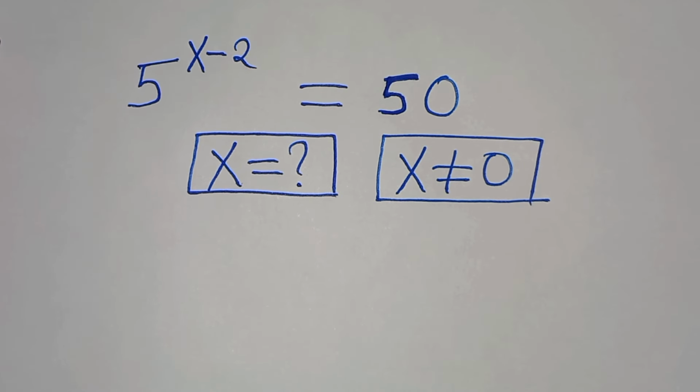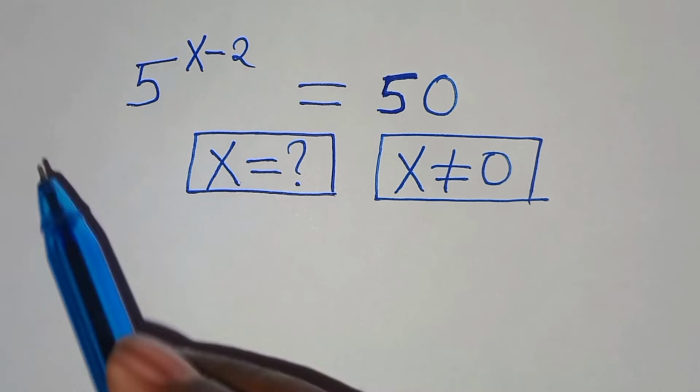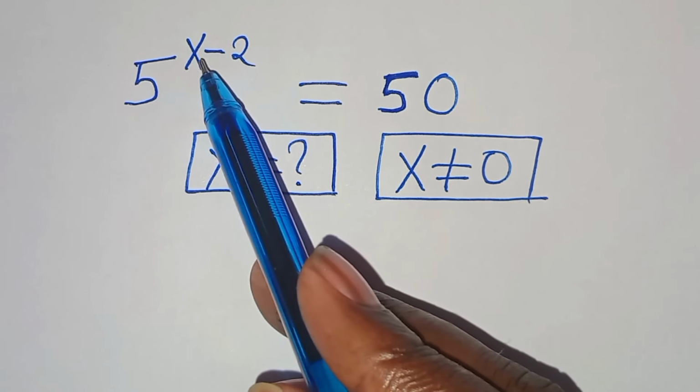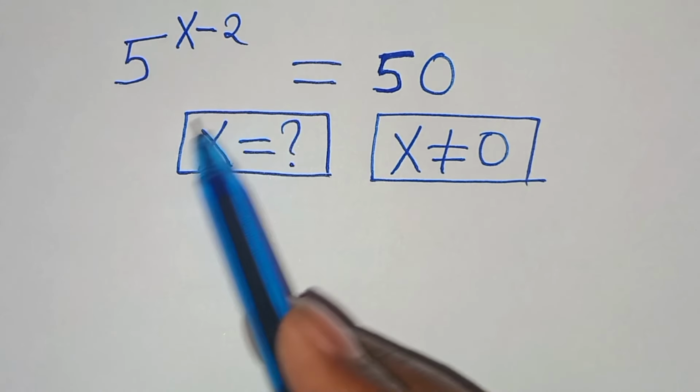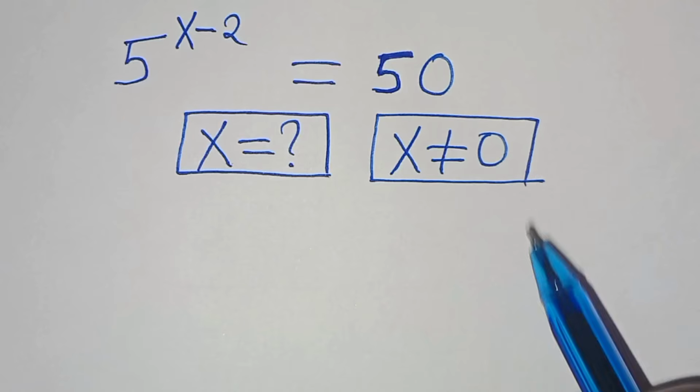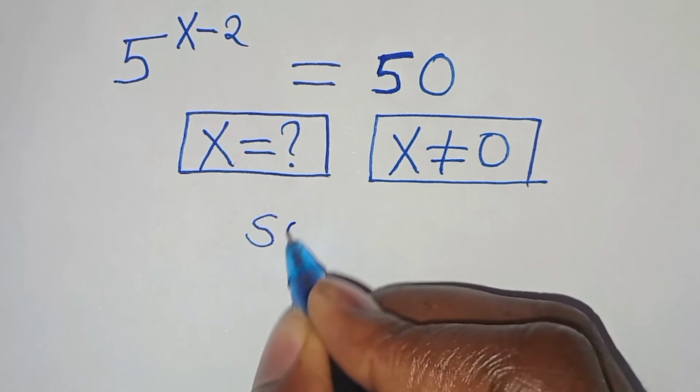Hello everyone, you're welcome to solve this nice exponential equation, which is 5 to the power of x minus 2 equal to 50. So what is the value of x given that x is not equal to 0? So let's present the solution here.